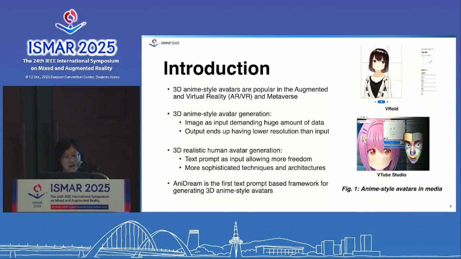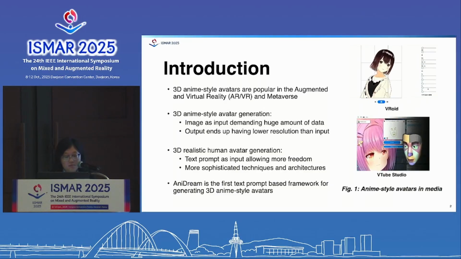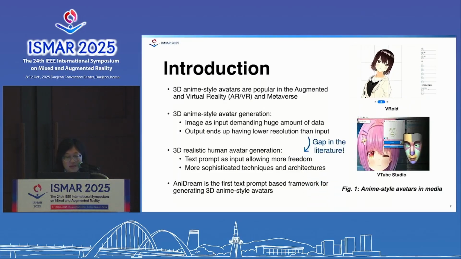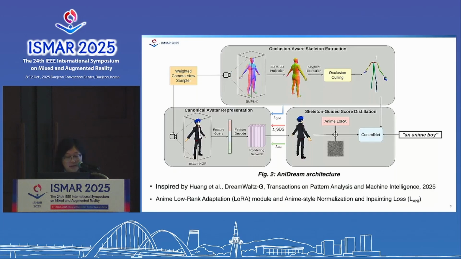In contrast, 3D realistic human avatar generation usually uses text prompts as input, allowing for more freedom. Not only that, but they also use more sophisticated techniques and architectures. So this is a gap in the literature that we identified. In order to solve this gap, we propose AnyDream as the first text prompt-based framework for generating 3D anime-style avatars. So this is the pipeline for AnyDream. I will explain briefly each block that we have here.